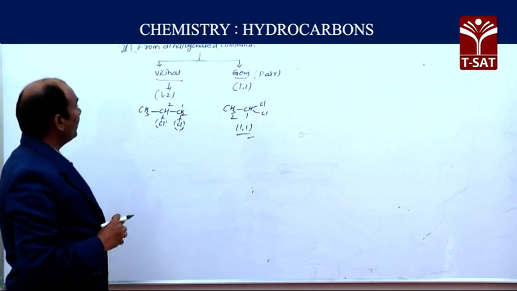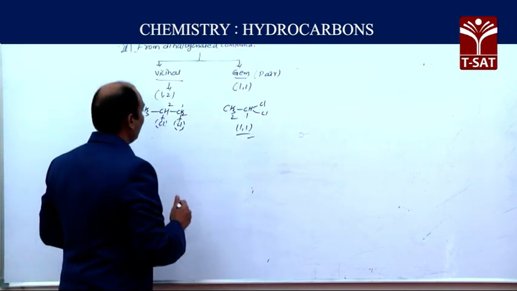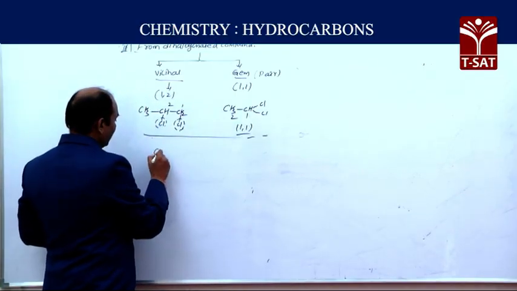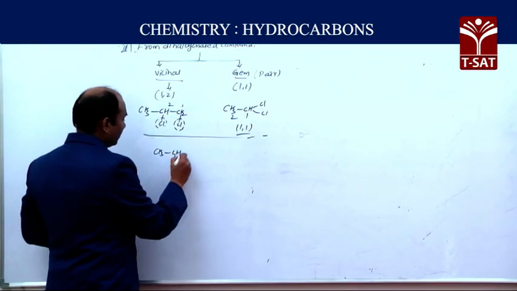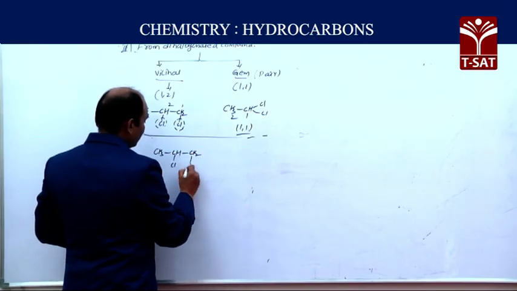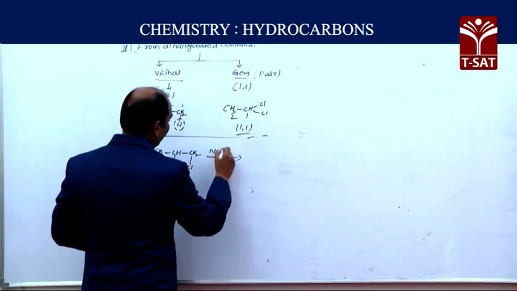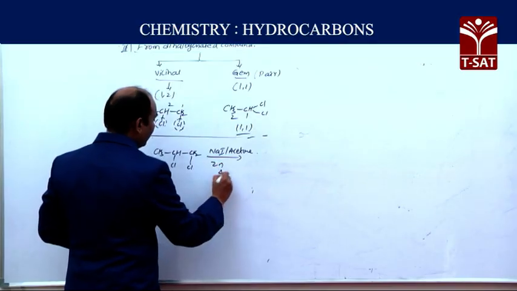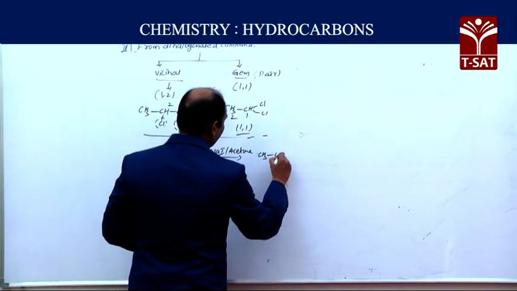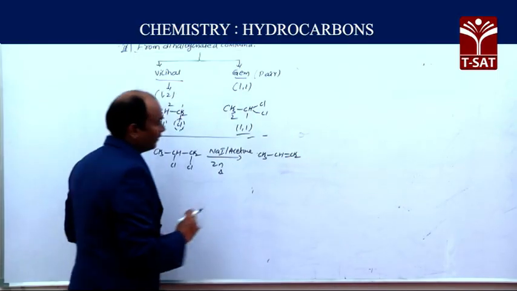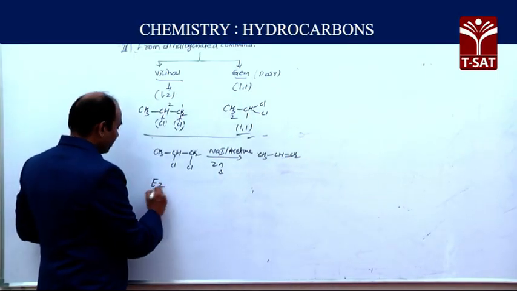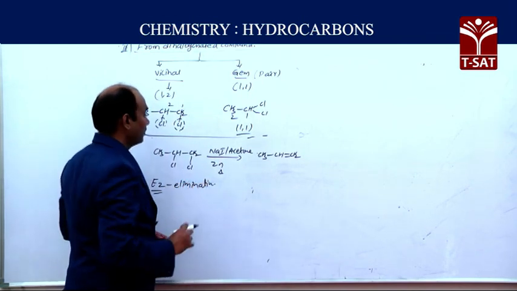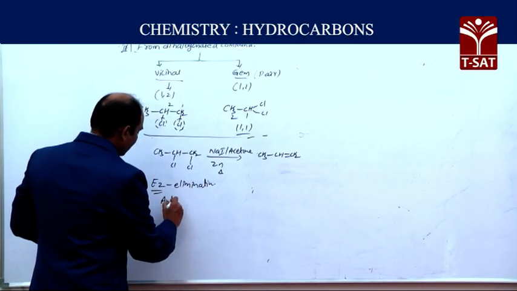So now we are preparing alkenes from vicinal dihalides. Here CH3 CHCl CH2Cl is treated with sodium iodide in acetone, or zinc. On heating, we get CH3 CH double bond CH2. Actually this is also E2 elimination, and this is also anti-elimination.